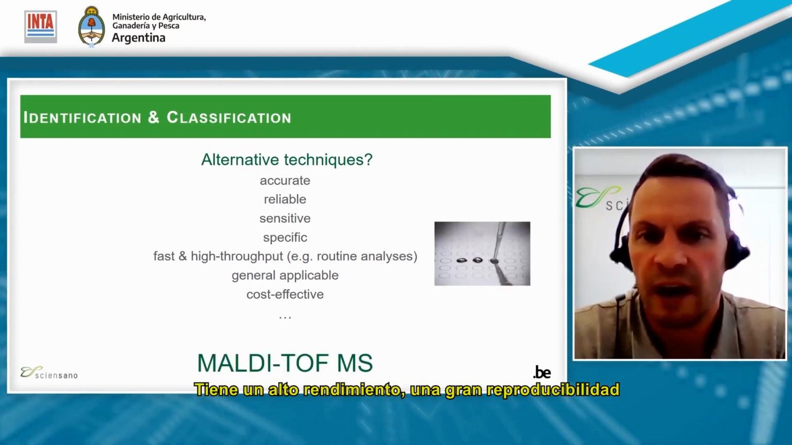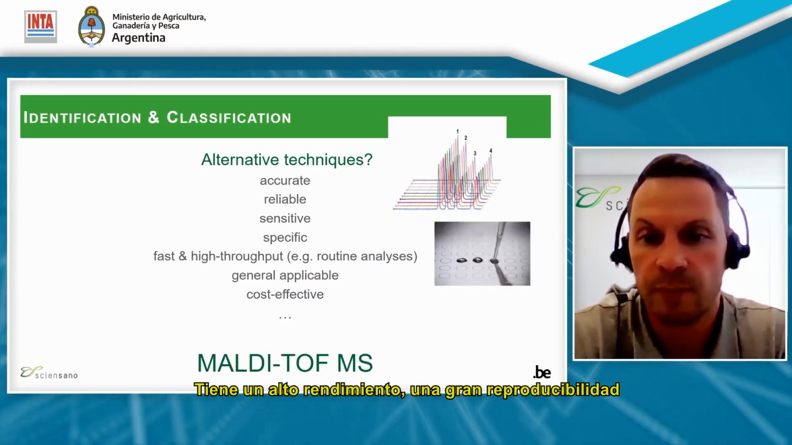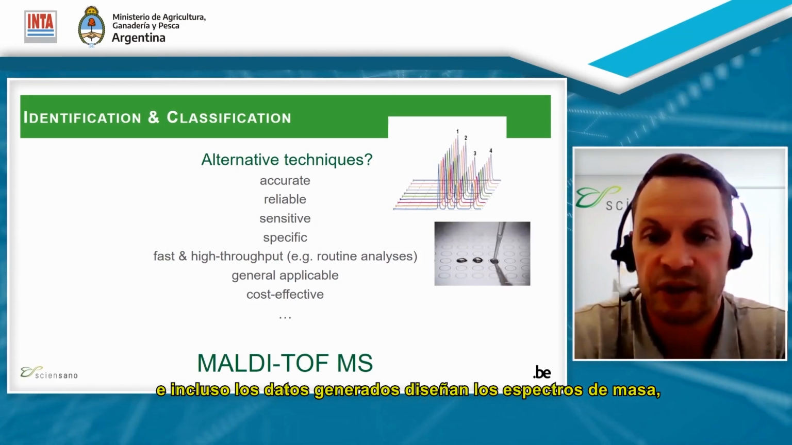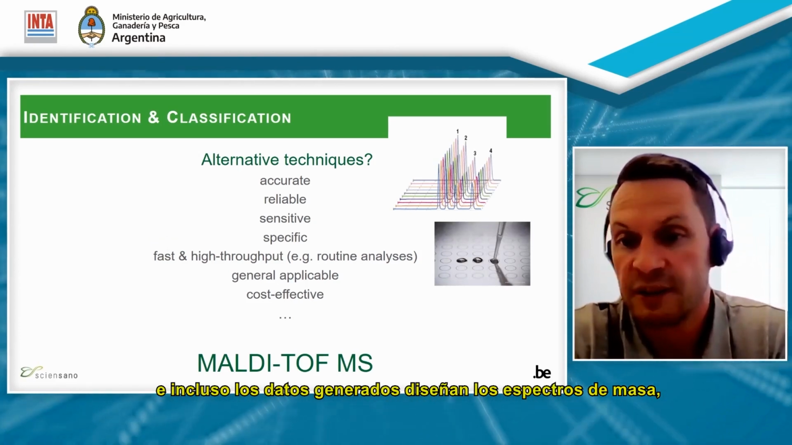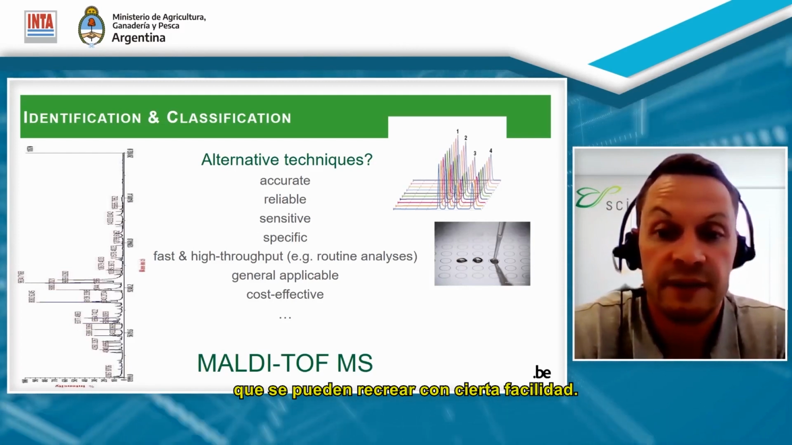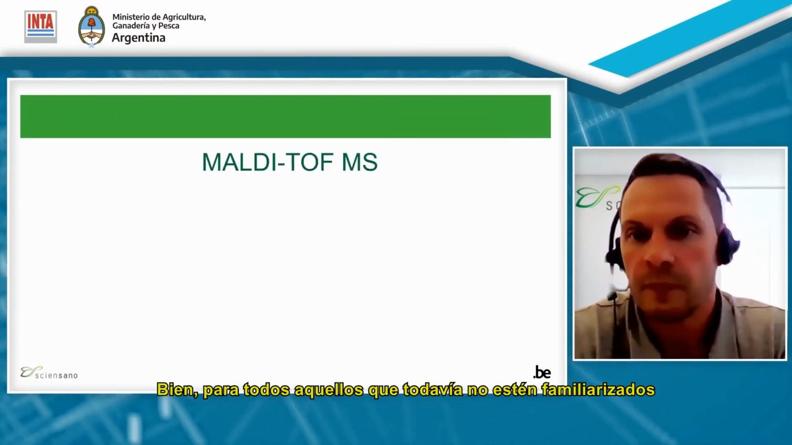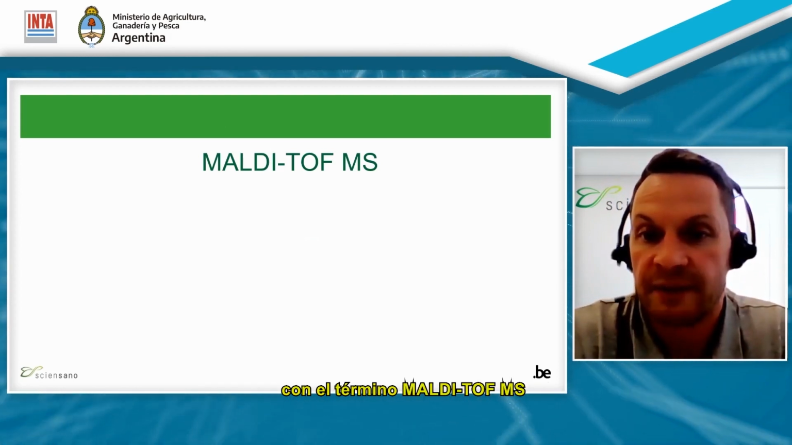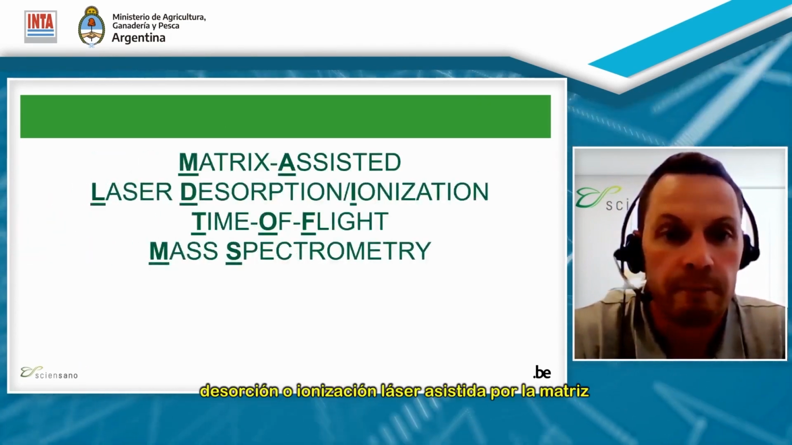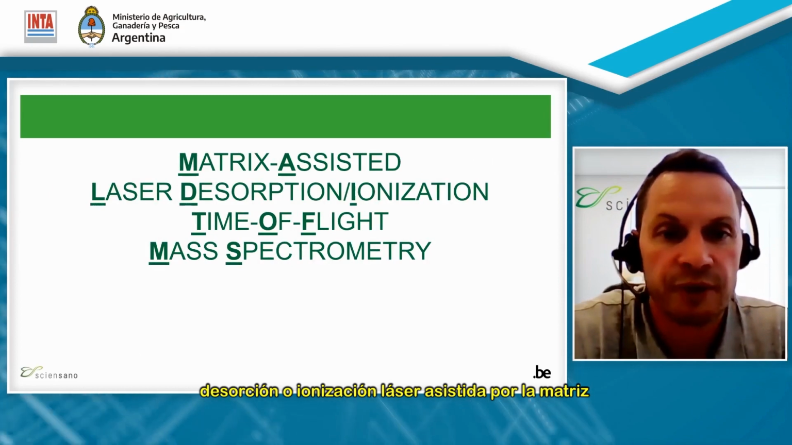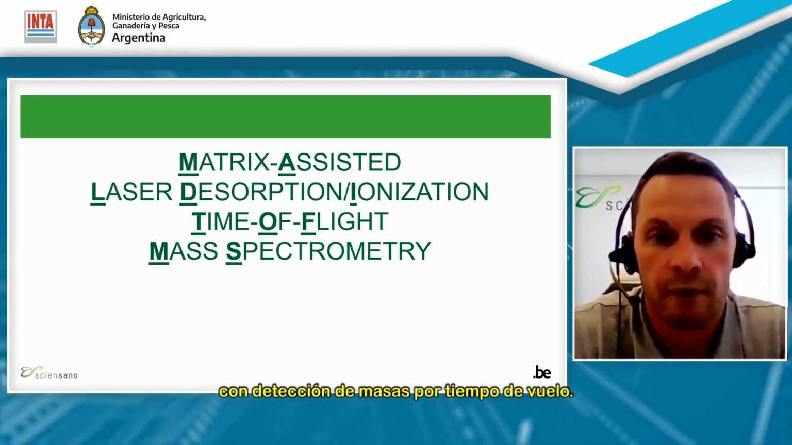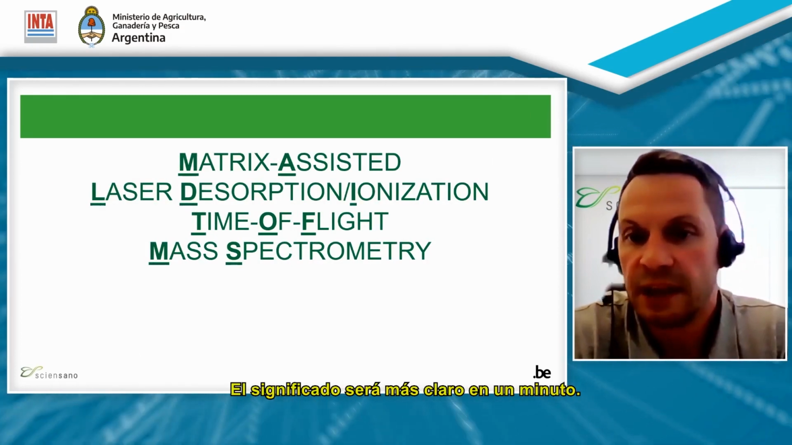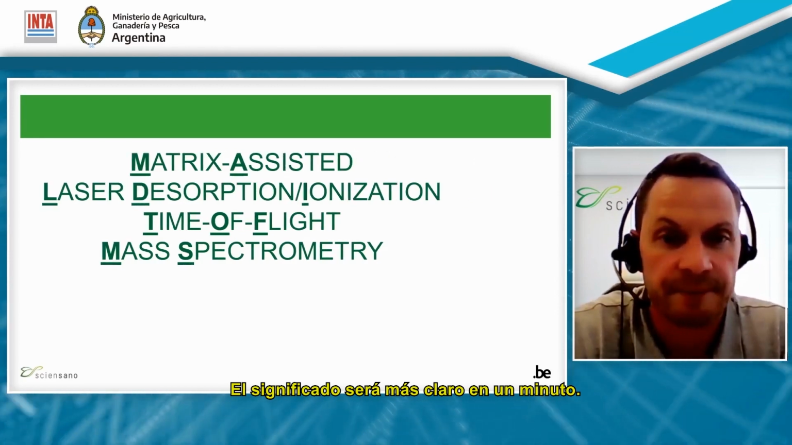It offers high throughput, it has a high reproducibility, and the generated data, these are the mass spectra, they are relatively easy to work with. Well, for those that might not yet be familiar with the term MALDI-TOF MS, it stands for Matrix-Assisted Laser Desorption Ionization Time-of-Flight Mass Spectrometry. The meaning will become clear in the following minutes.